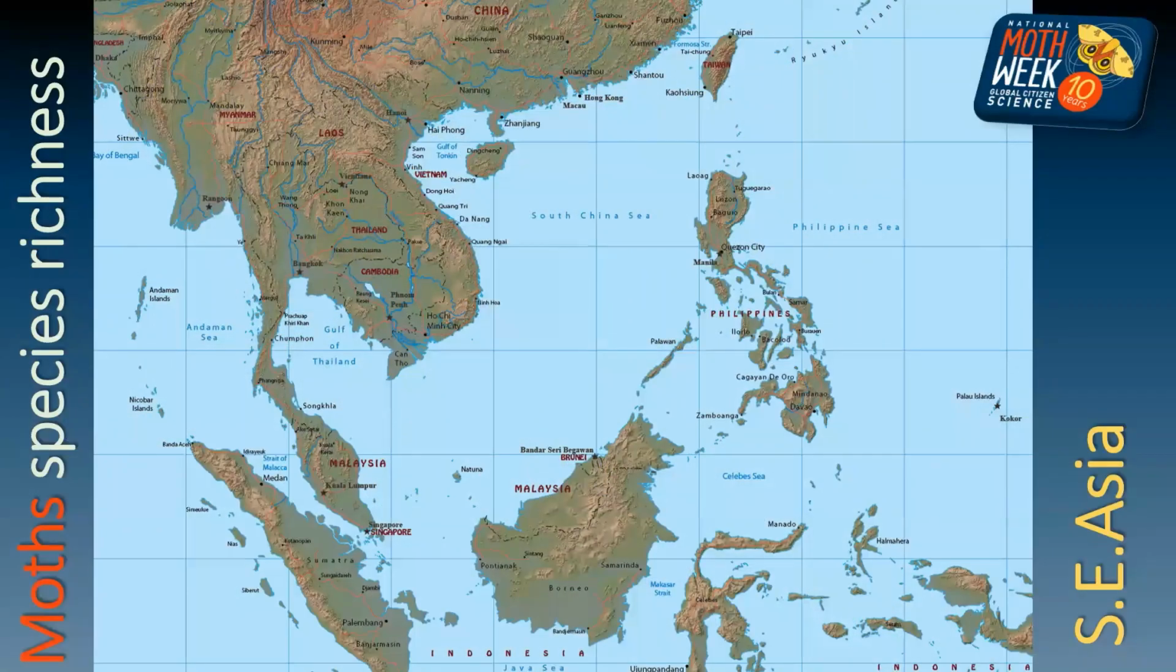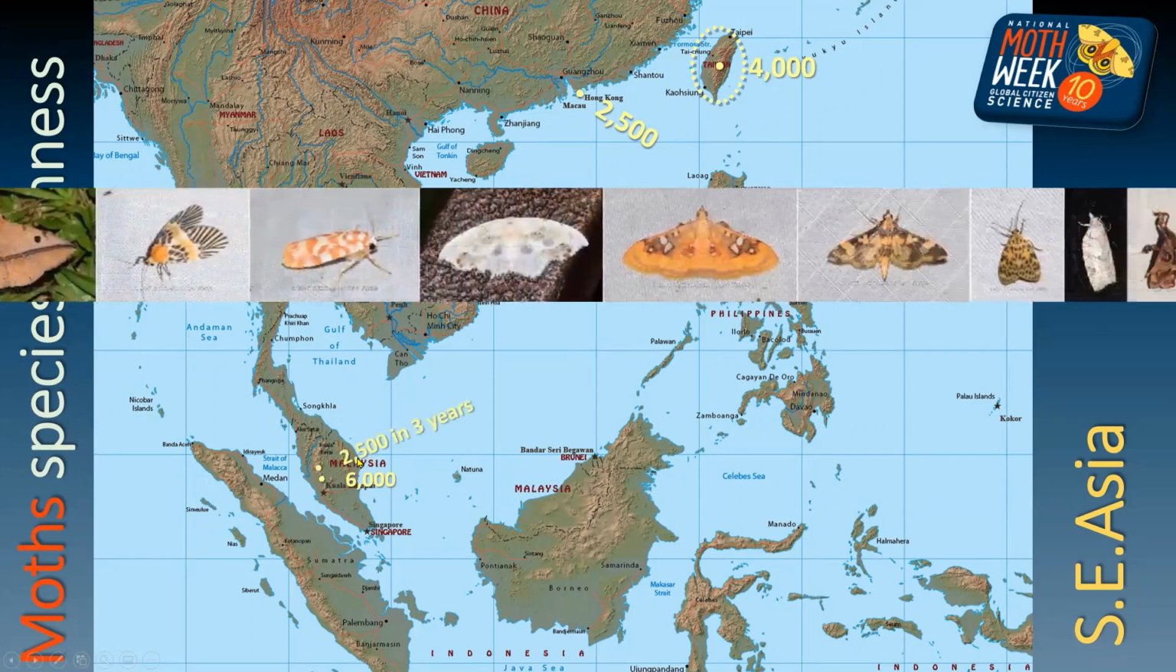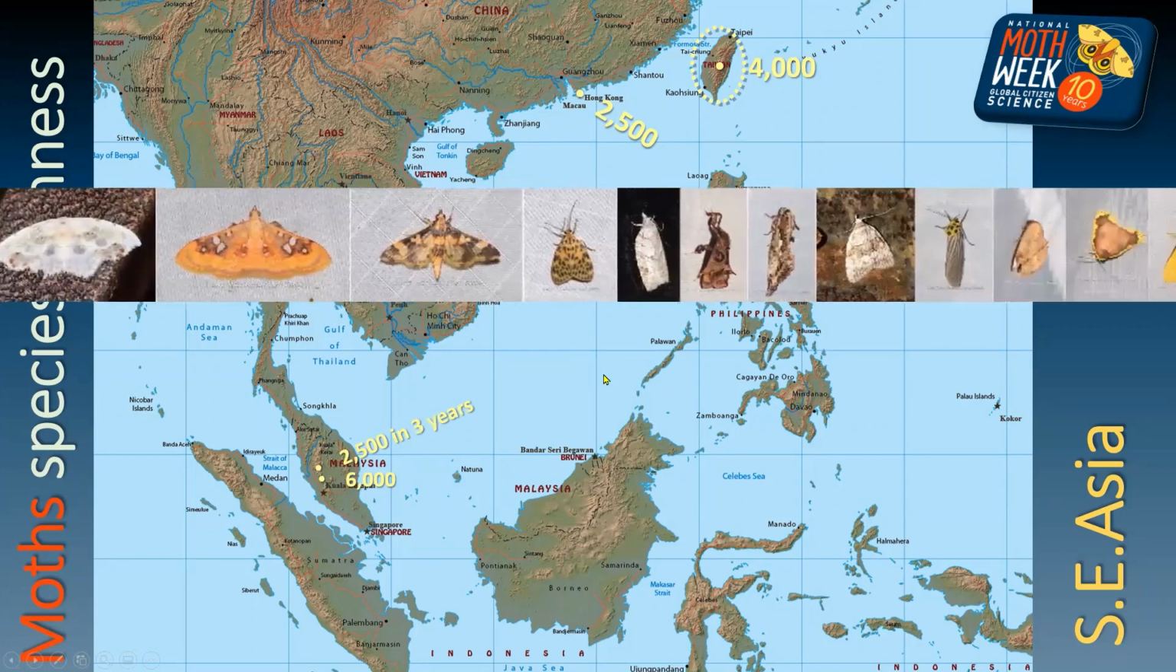Further to Southeast Asia, in Hong Kong, we have 2,500 species documented and probably as many again awaiting discovery. Taiwan has at least 4,000 species. In Peninsular Malaysia, 6,000 species from 40 years' work at Genting Highlands, and just in 3 years at Fraser's Hill, 2,500 species, of which here are some.